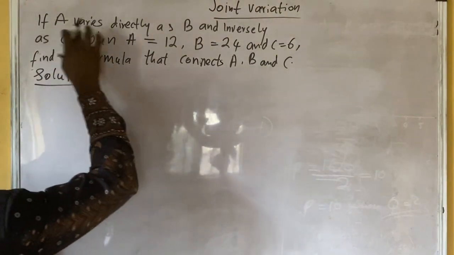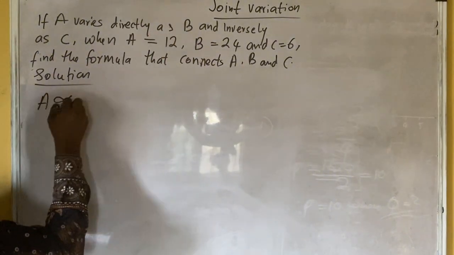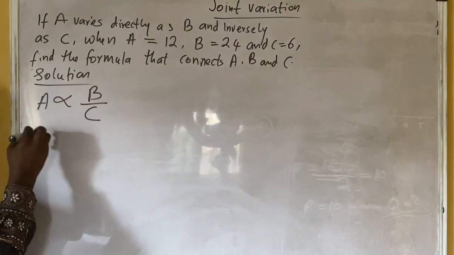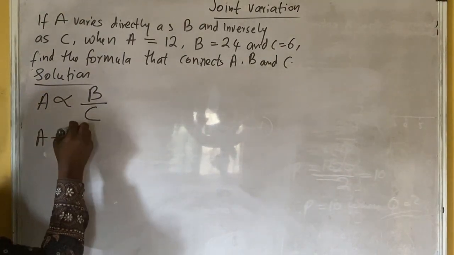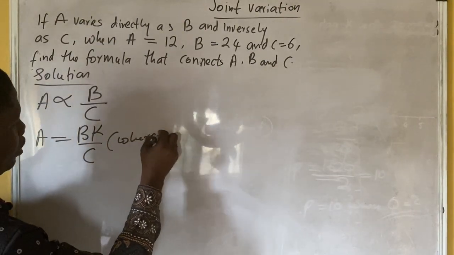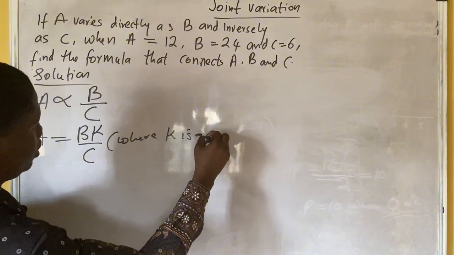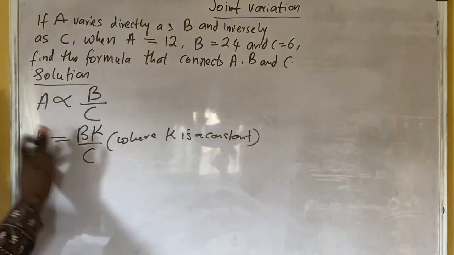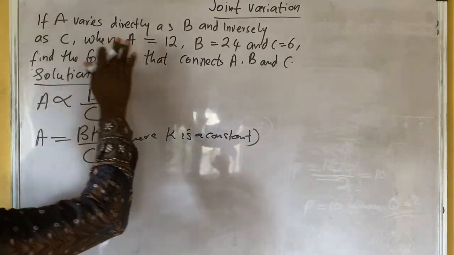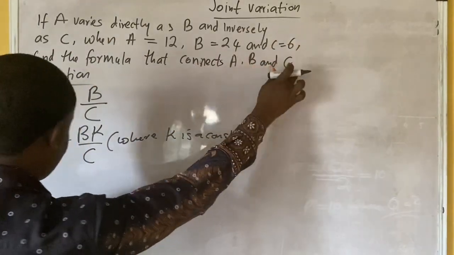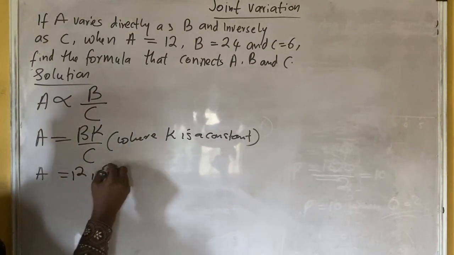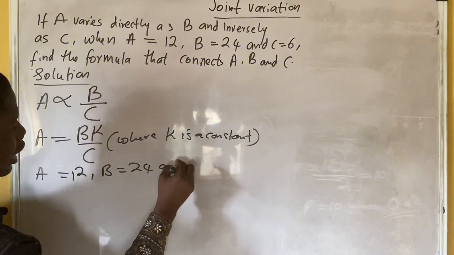So here we are told that A varies directly as what? As B, and inversely as what? As C. So let's introduce a constant. Our A will be equal to what? BK over C, where K is a constant. So let's find the value of K, which is the constant, for us to find the formula that connects A, B, and C.